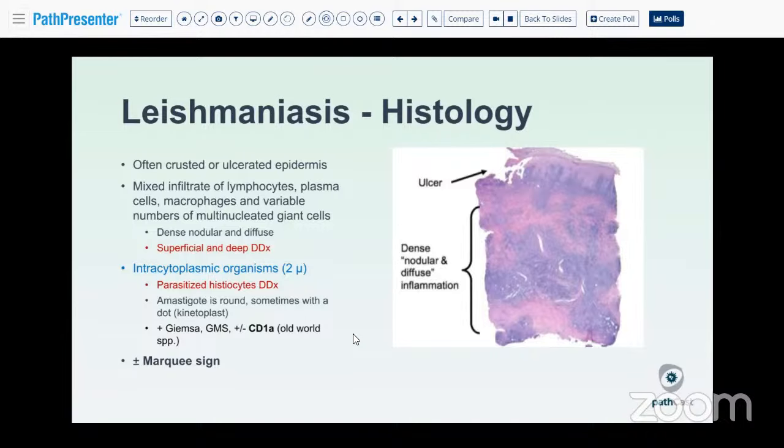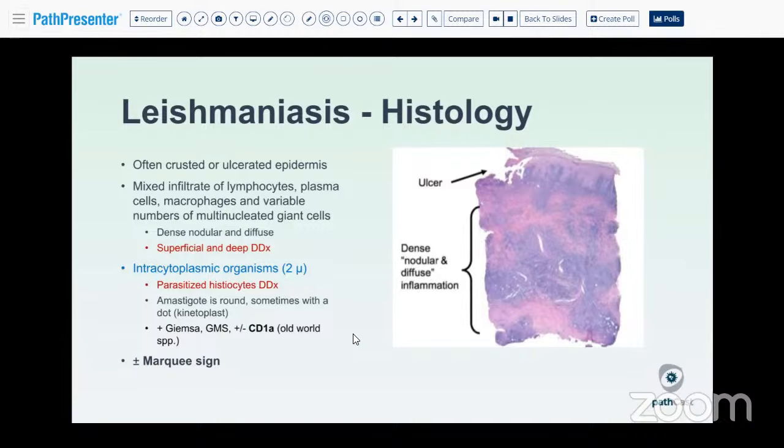Sometimes we see the kinetoplast, but you'd have to be at really high magnification for that. As a dermatopathologist, my scope only goes to about 40x. I'm a low power kind of gal, so I have yet to see a kinetoplast, but you can see them. And CD1a can be tested and can highlight them. So IHC for CD1a can actually highlight these organisms in addition to the traditional Giemsa and silver stains. CD1a in dermpath is famous for Langerhans cell histiocytosis, where it highlights the histiocytes. But interestingly, for Old World species of leishmaniasis, it is a really helpful stain.